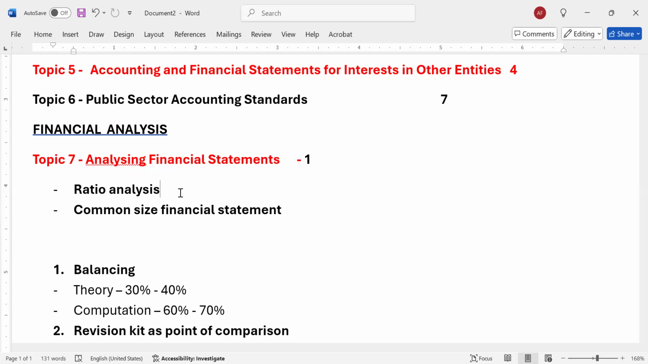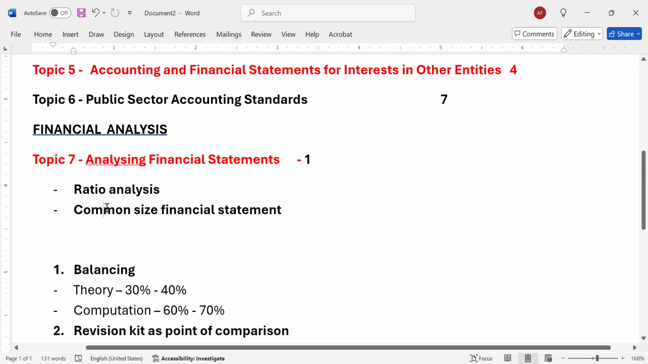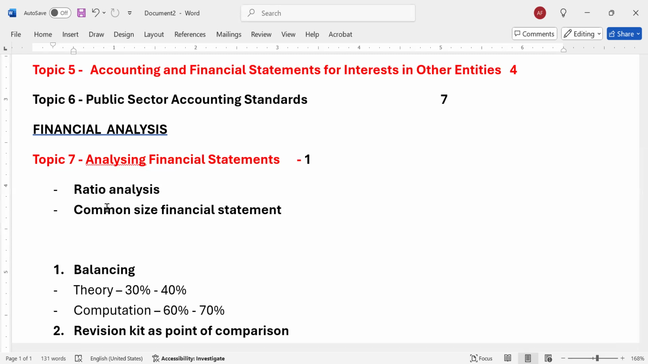So that tomorrow, when we start with common size, those who have access to the recorded version, kindly find time before tomorrow's class. Make sure that you go through common size, because tomorrow, I'm very confident we are going to clear common size financial statements and introduce part of ratio analysis.